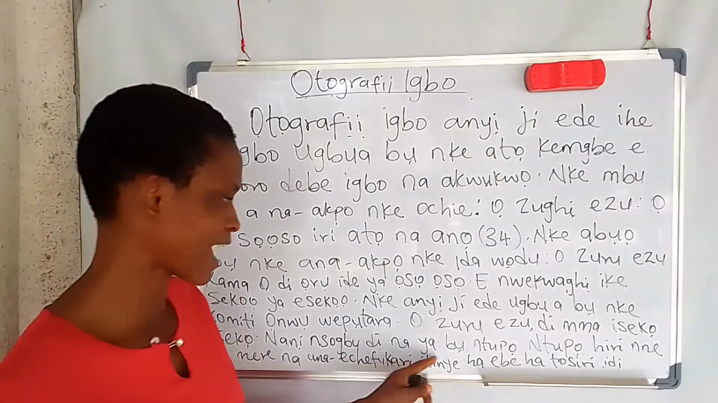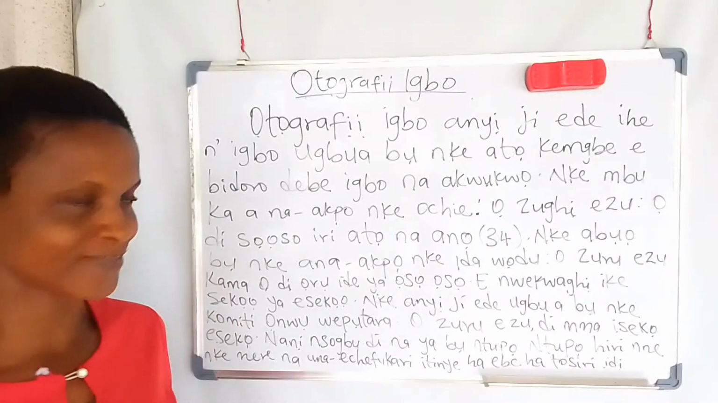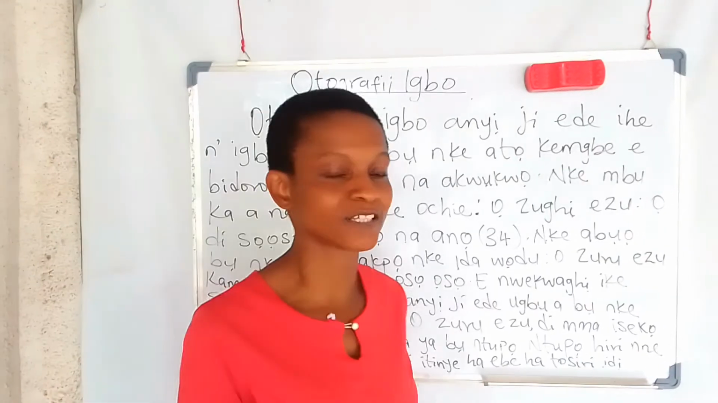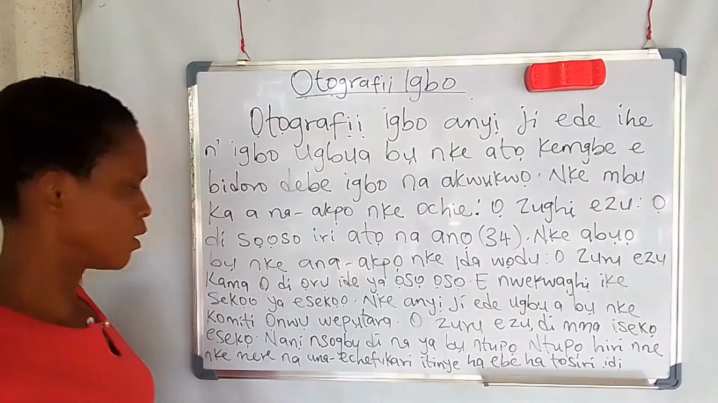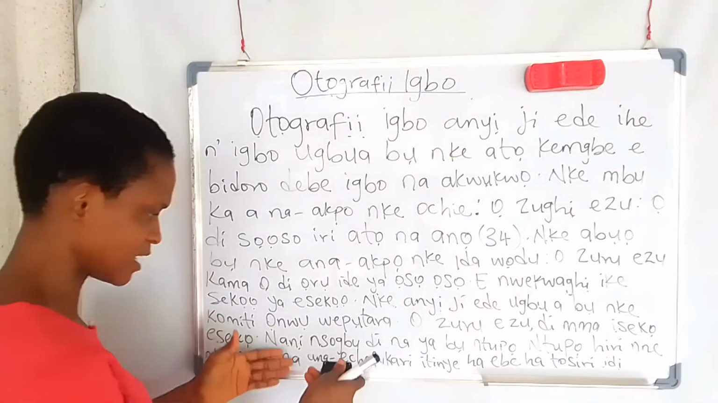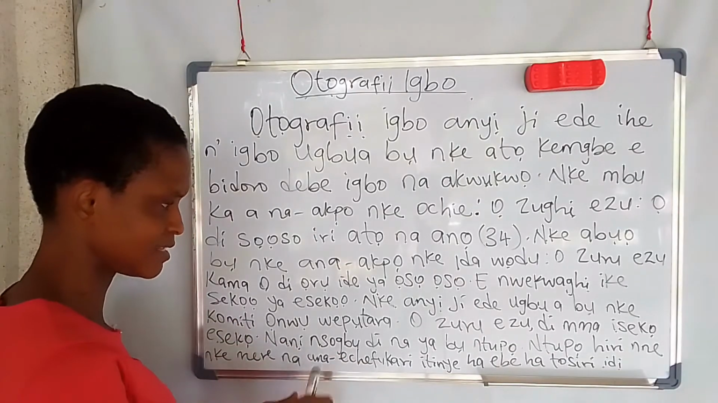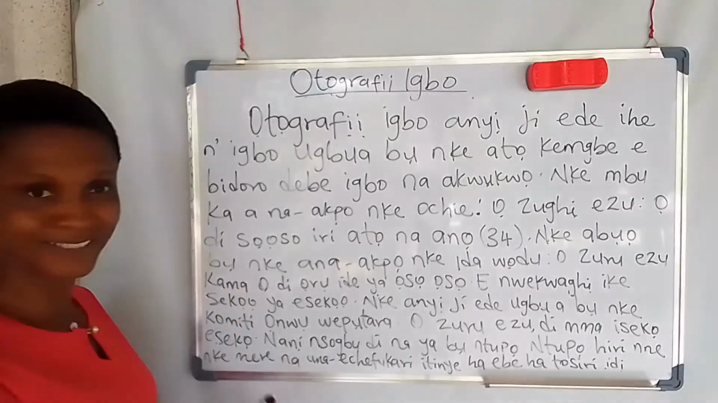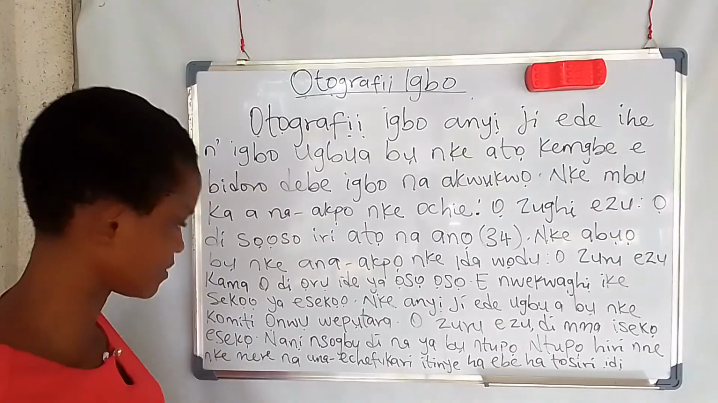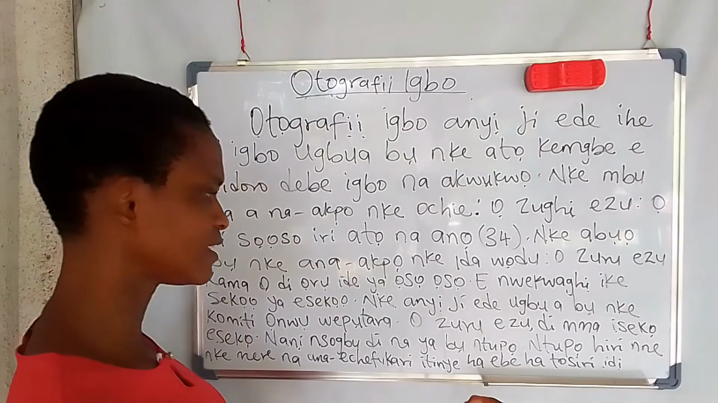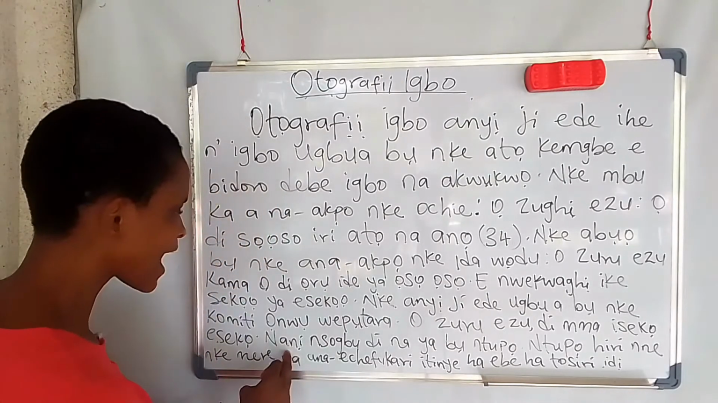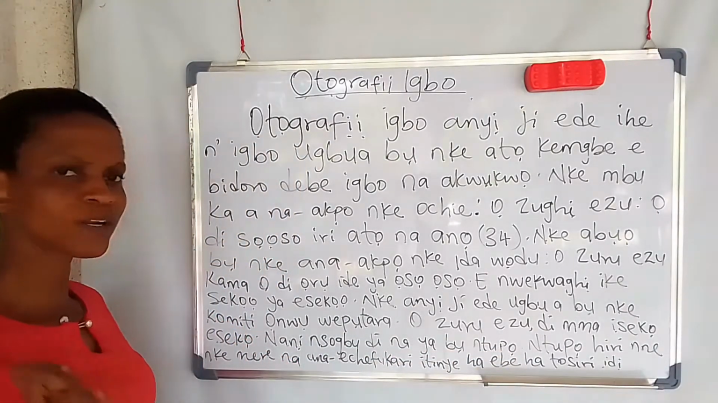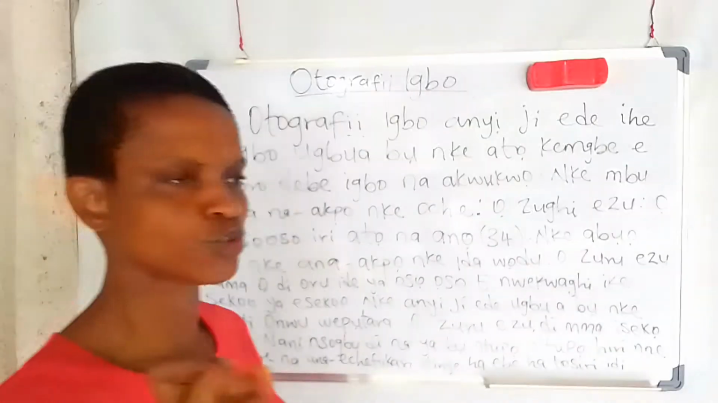Naanị nsogbu dị na ya bụ, everything that has disadvantage has what? Advantage. Everything that has an advantage also has disadvantage. So we now see that the advantages we have in this third orthography we are using is more than the disadvantage. It only has one disadvantage, and the only disadvantage it has is that naanị nsogbu dị na ya bụ ntụpọ. The only problem in it is what?